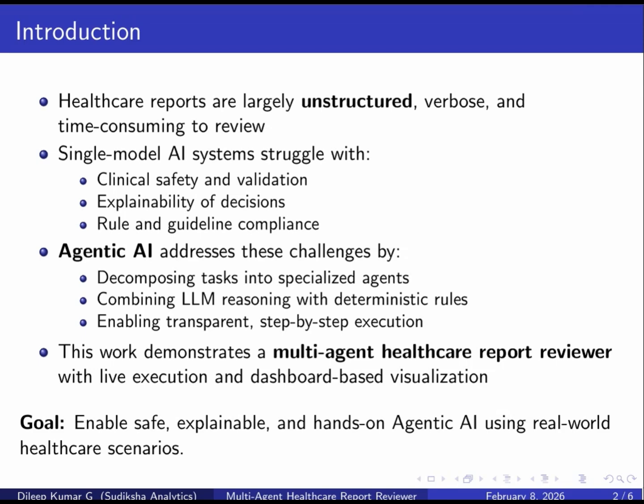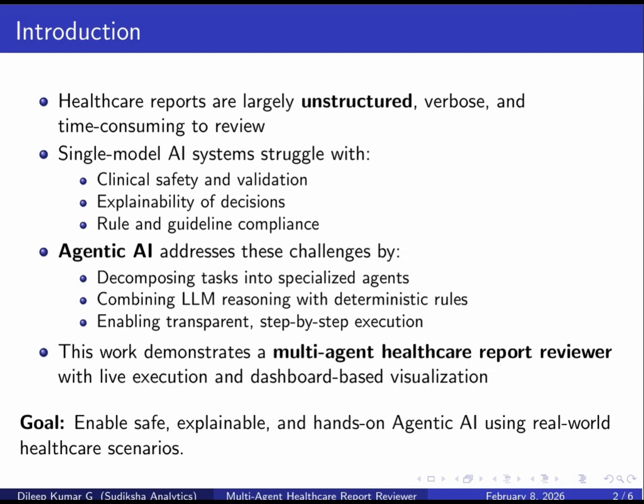So there exists a single input, right? Single input and single output, or multiple outputs. Here, multiple inputs and multiple outputs. So that is the difference between traditional LLM or traditional AI and agentic AI.